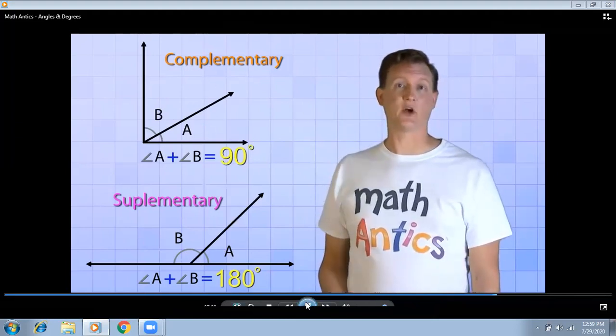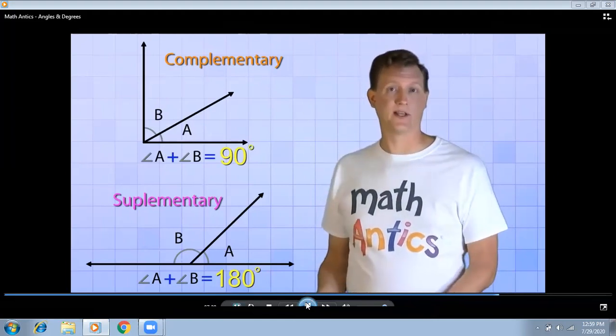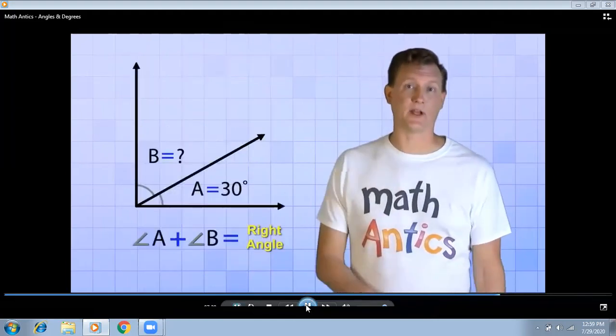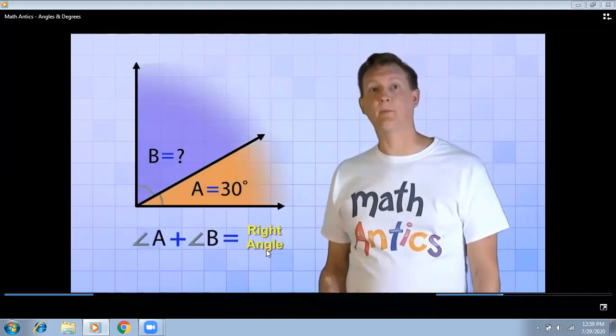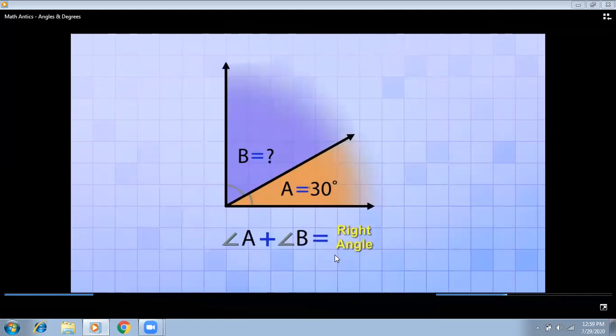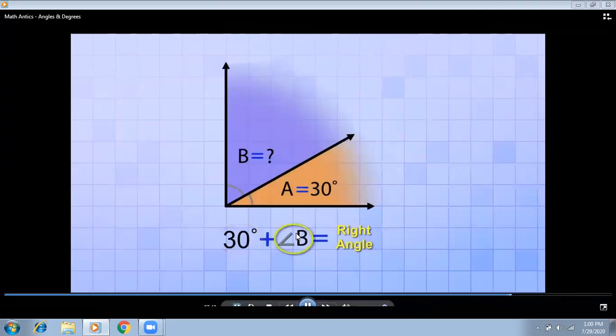Use that information to solve problems that have unknown angles, like this one. It shows two angles, angle A and angle B, that combine to form a right angle. The problem tells us that angle A is 30 degrees, but angle B is unknown. We have to find the value of angle B. We know angle A is 30 degrees, but we don't know about angle B.